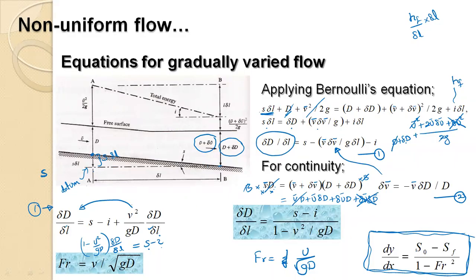You can find the slope of the water surface, and you can trace the water surface if the flow is non-uniform. Now, if the flow is uniform, we know that the friction slope equals the bottom slope. So the numerator will become 0 for uniform flow. That means dy by dx will have to be equal to 0. That means the water surface is parallel to the bottom. So this is the analysis that you perform for gradually varied flow.